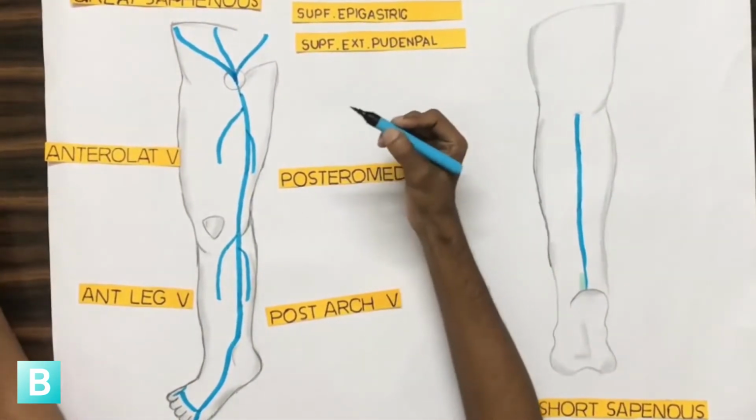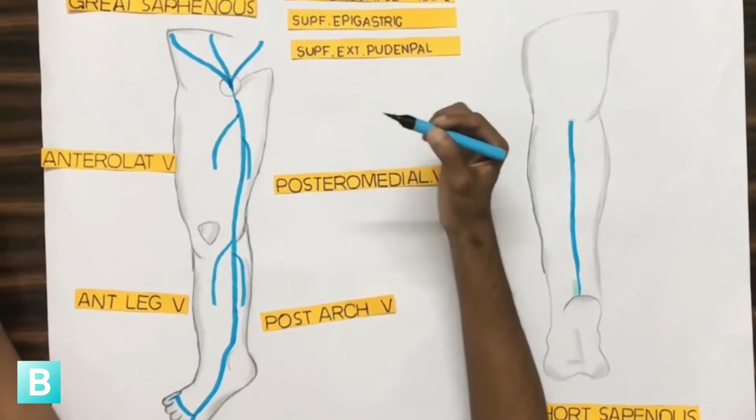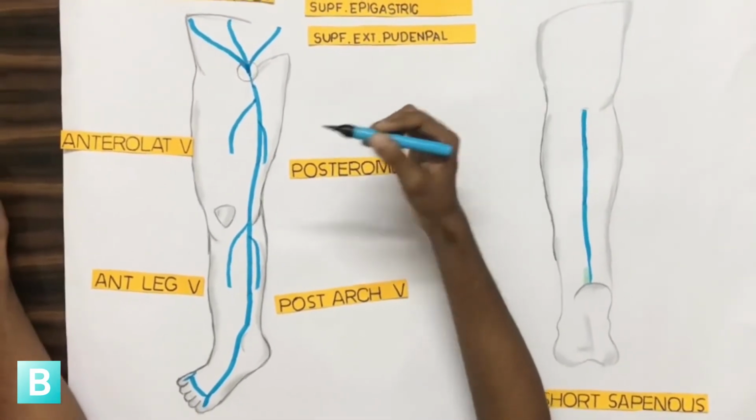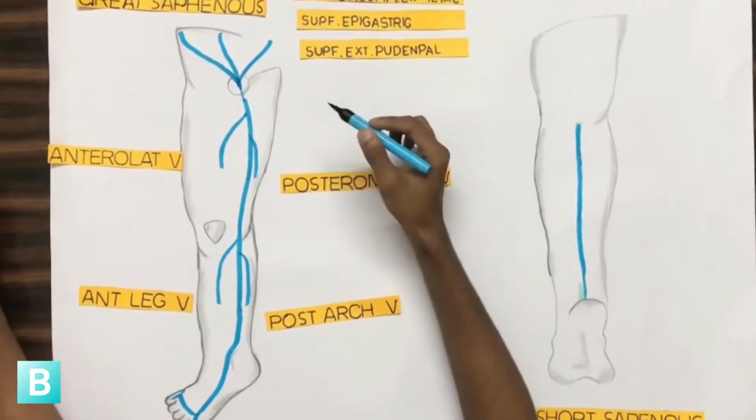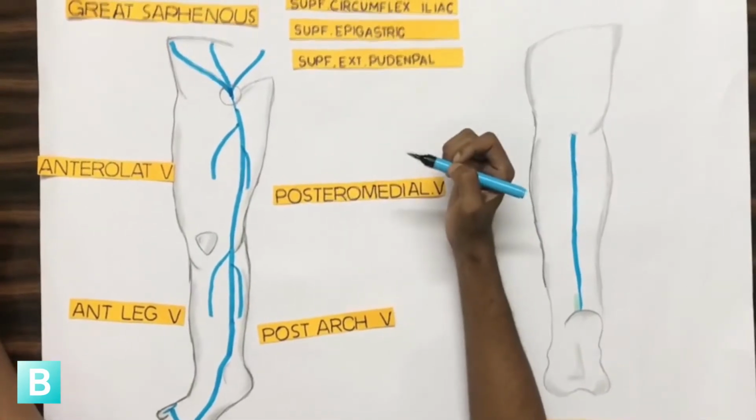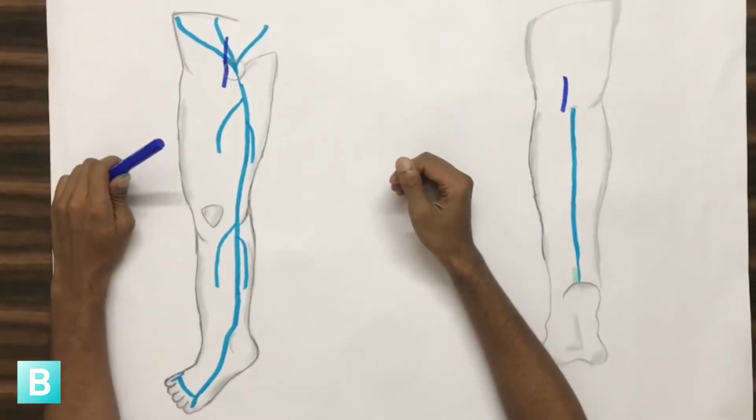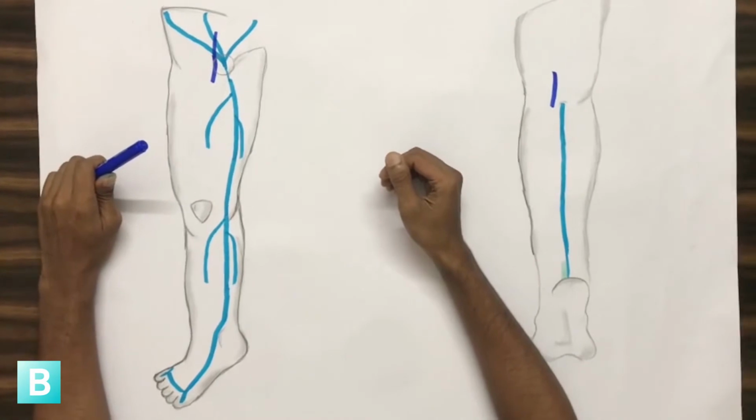Now one must also note that there is something called an external pudendal vein, which is also a tributary of the great saphenous. It drains the region of the perineum. So now let's talk about the deep veins which drain the lower limb.